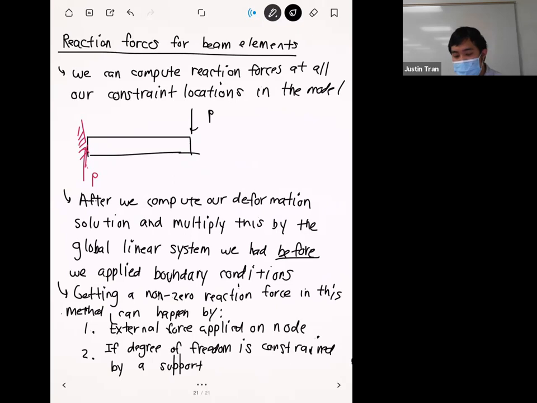All right. Any questions on this before we do another example? Okay. All right. So let's do another example. Very slightly more complicated, but at least this one has numbers. All right. So once again, we're going to look at a two element beam.